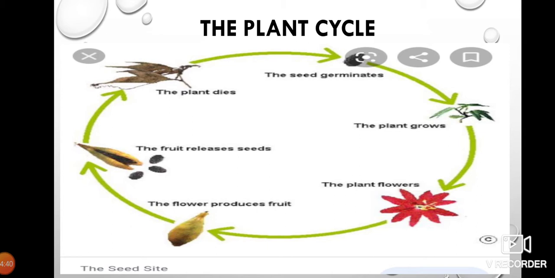From buds, flowers blossom, flowers change into fruits, fruits contain seeds, the fruit releases the seeds, the seed gets the right amount of water, air, temperature and soil, it germinates into a new tiny plant. Again it bears the buds and the cycle goes on. So this is called the plant cycle.